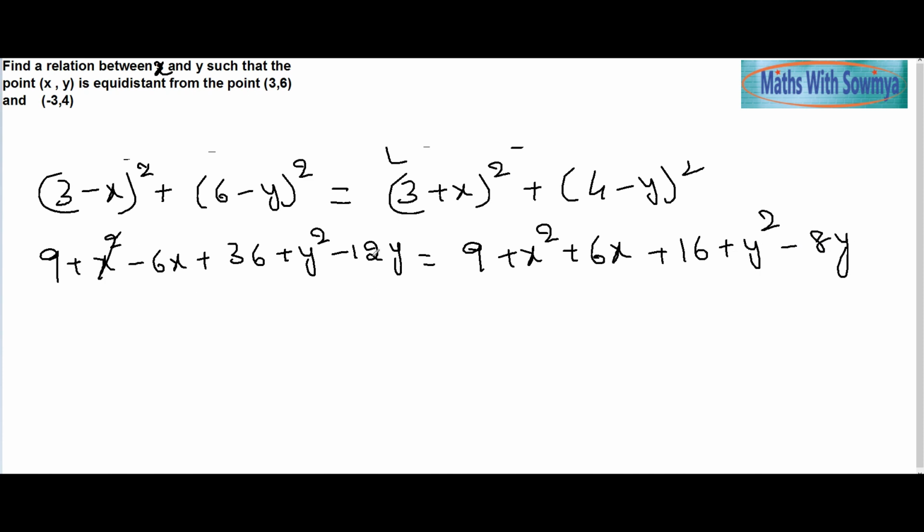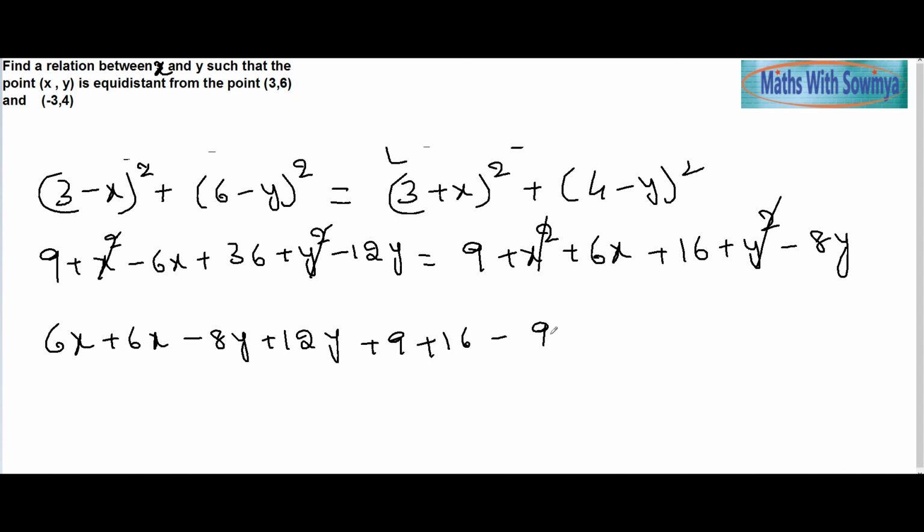We are going to get x square cancels, y square cancels. So we are left with only x and y. Taking everything to the right-hand side, this minus 6x will become plus 6x. Then we have minus 8y, which will become plus 12y. The 36 will come here. We can take this plus 9 plus 16 minus 9 and minus 36 equal to 0.